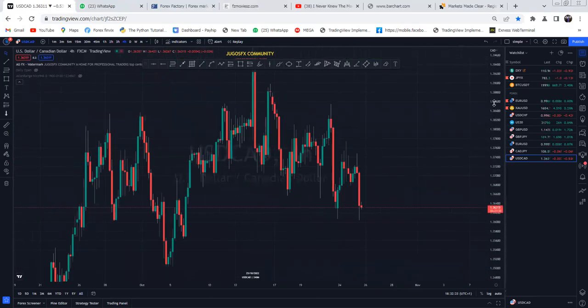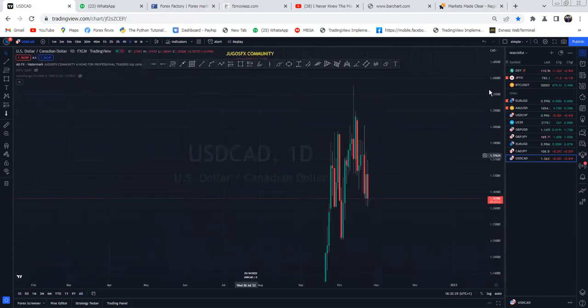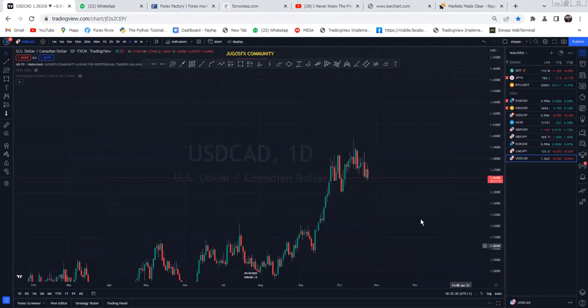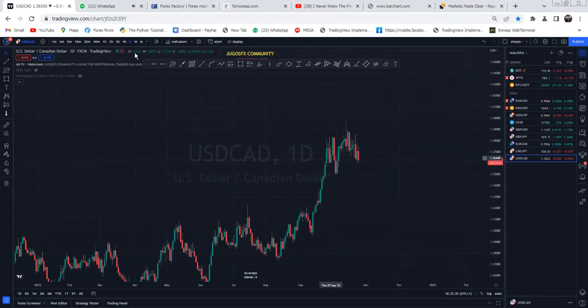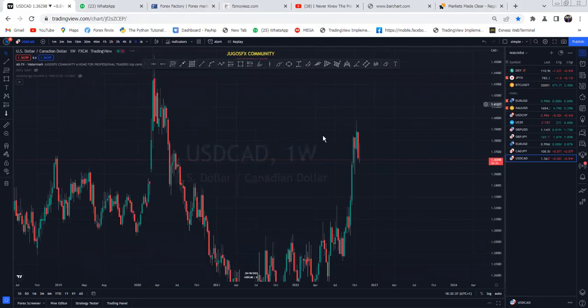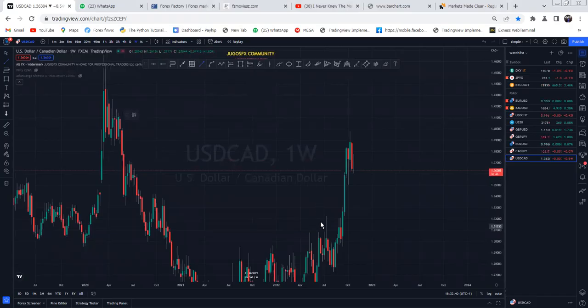Now look at this chart right here. Price was going up, right? Let's go to the daily time frame. Okay, so price has been bullish for quite a while. Let me even go to the weekly time frame. So look at the weekly time frame here. Price pushed right up to this other block, right? That's a bearish order block.